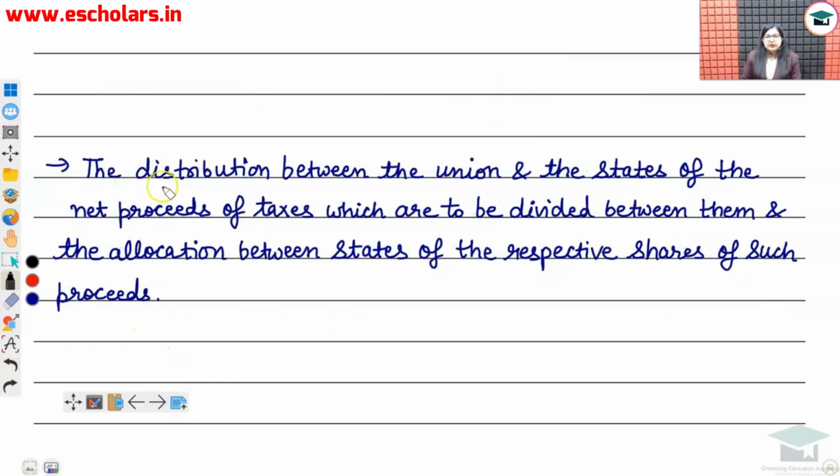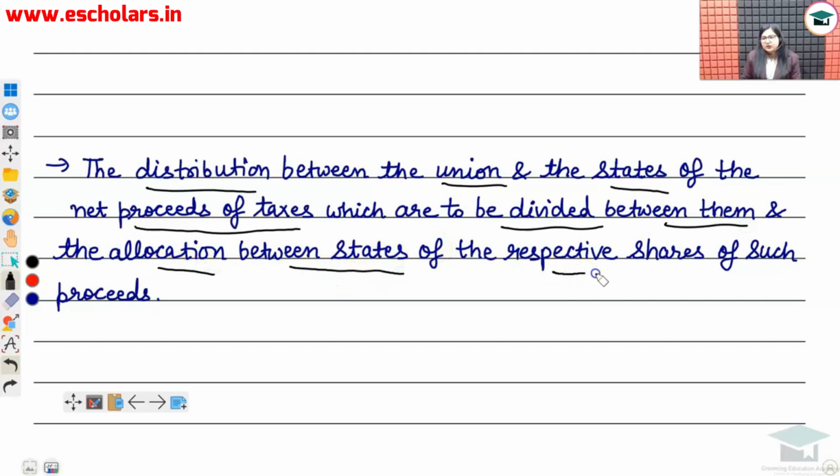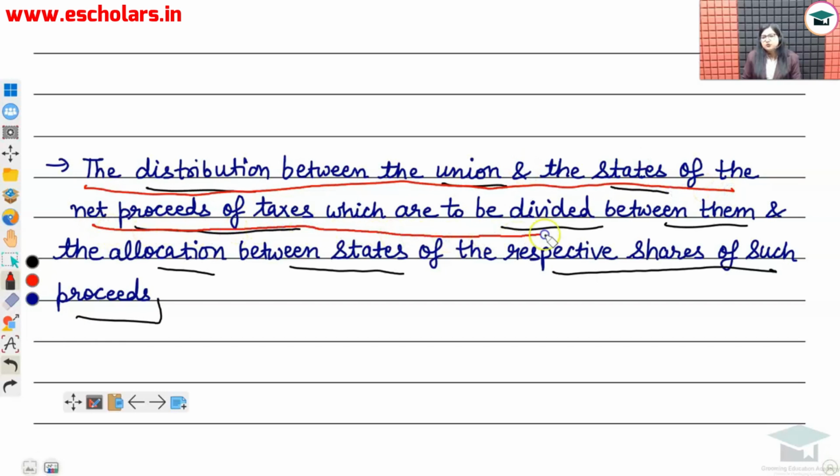Further, we have the distribution between the union and the state government of the net proceeds of the taxes which are to be divided between them, and the allocation between states of the respective shares of such proceeds. Okay, so let's recall it. The distribution between the union and the states of the net proceeds of taxes which are to be divided between them, and the allocation between states of the respective shares of such proceeds.